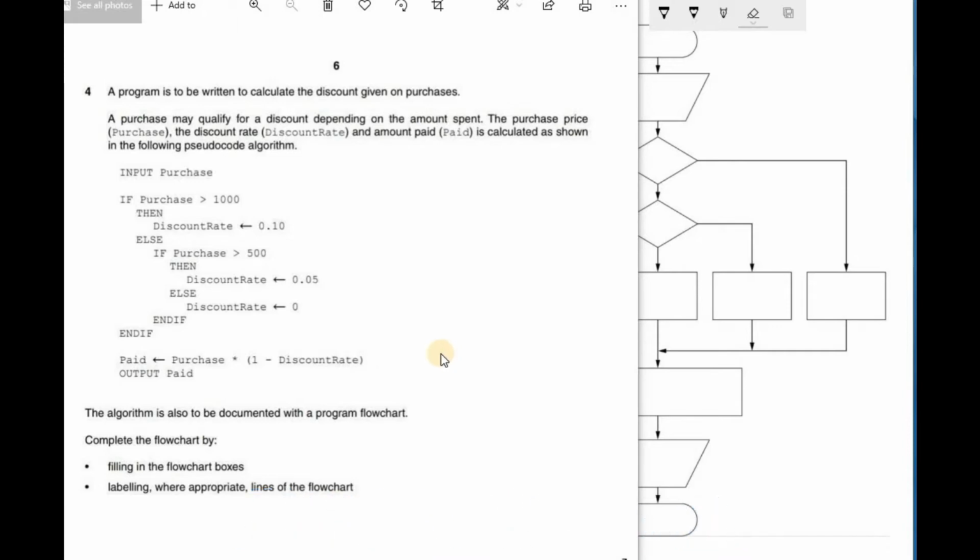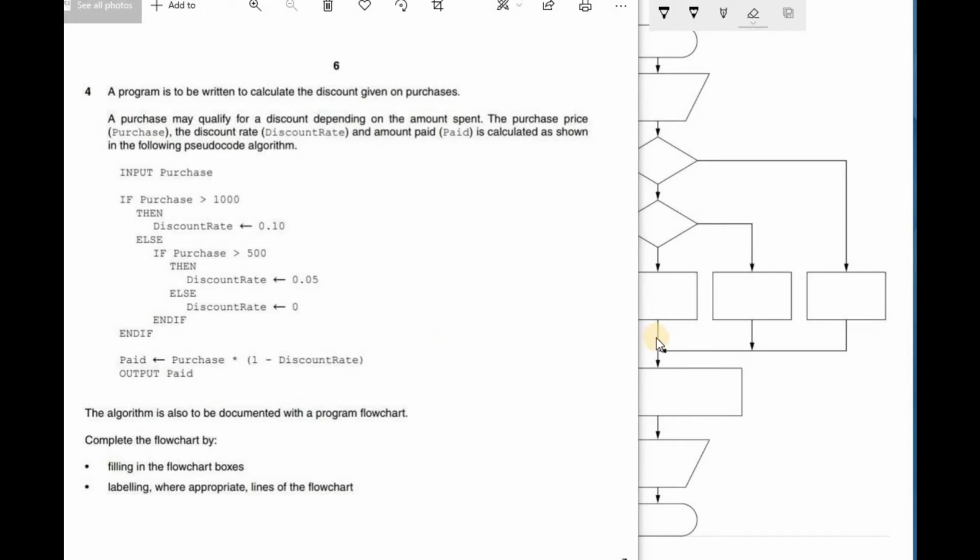So in this lesson I have started algorithms, and we are going to see some questions of the algorithm from paper number 2 from past papers. So let's start our lesson. This question I have taken from the past paper year 2015.